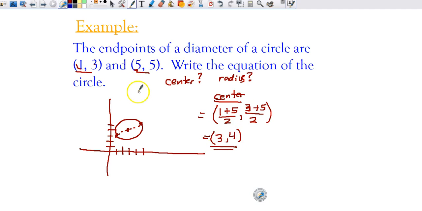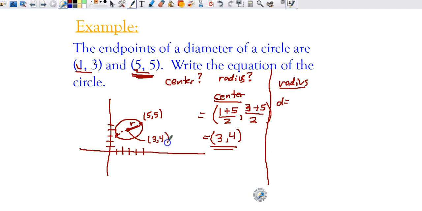Now to get the radius, we want to use the distance formula. So what we're going to do is we're going to find the distance between the center and one of these 2 points. It doesn't really matter which point you use because that radius is the same. So I'm just going to use the point 5,5, but you could have easily used the point 1,3. What we're going to do is we're going to get the distance between the point 5,5 and our newly found center, which is 3,4. We're going to plug those into the distance formula.